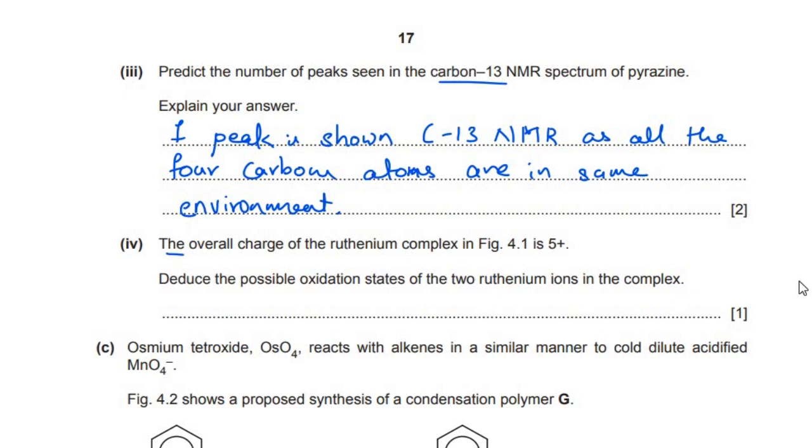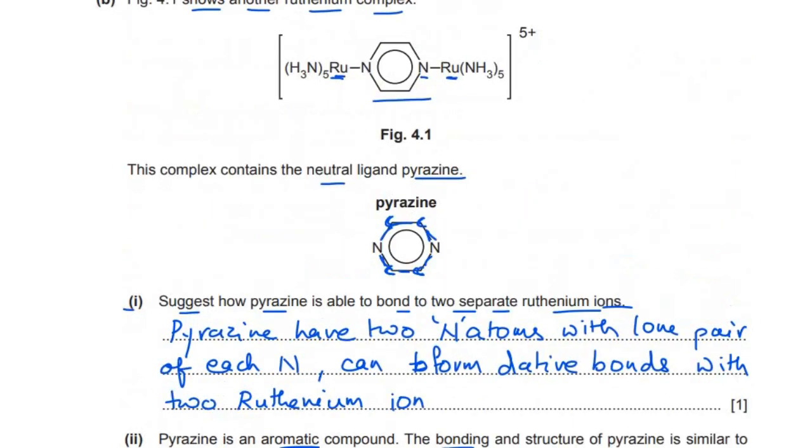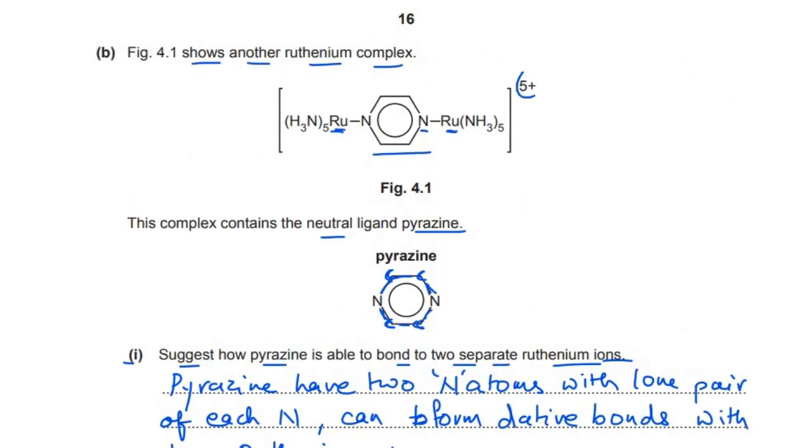The next part is: the overall charge of the ruthenium complex in figure 4.1 is 5+. Figure 4.1, which we have already seen above. Deduce the possible oxidation states of the 2 ruthenium ions in the complex. It says overall charge is 5+. Now let's have a look at the complex shown here. Overall charge is 5+, and deduce the charge of ruthenium in both the complexes. So let's understand the whole structure of this complex.